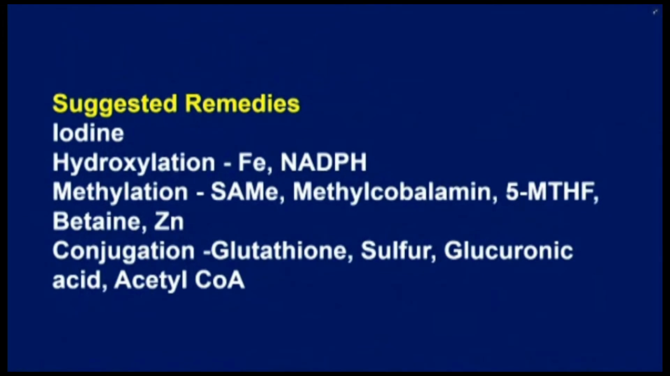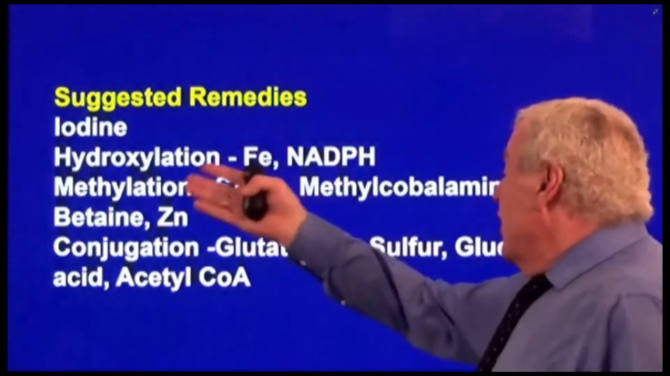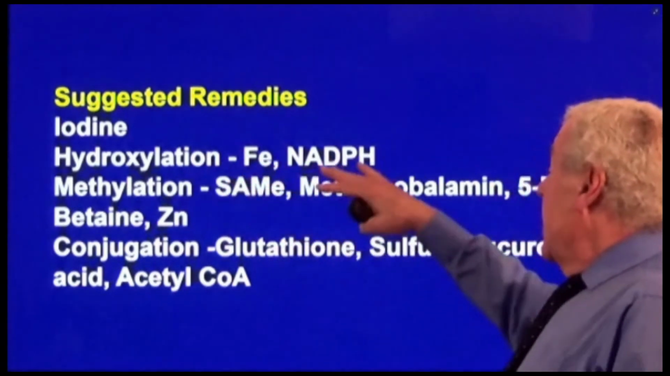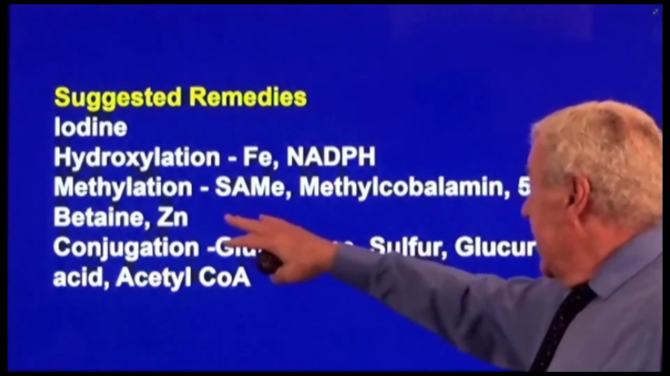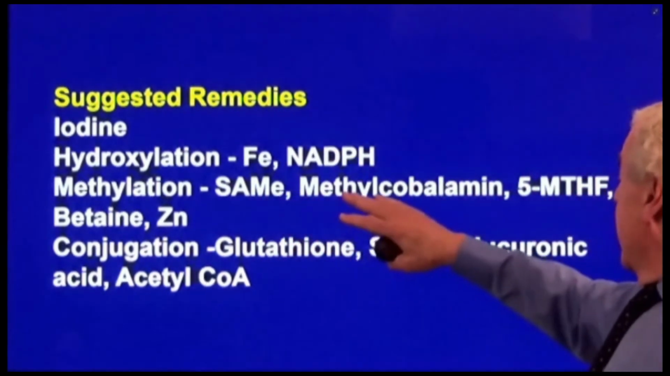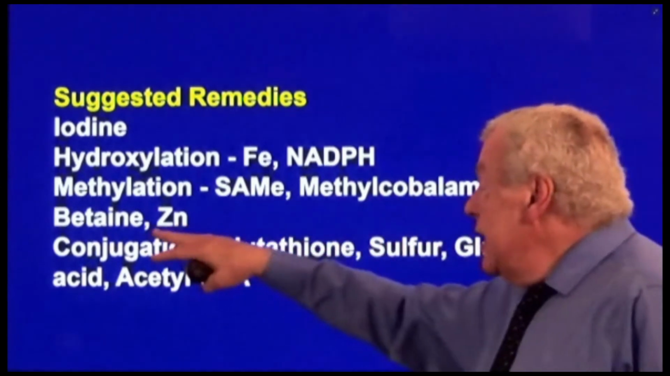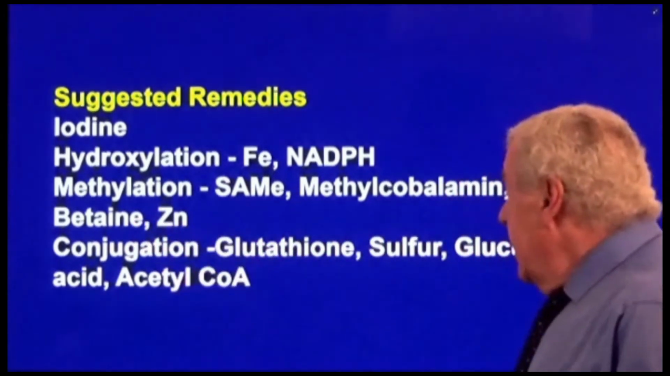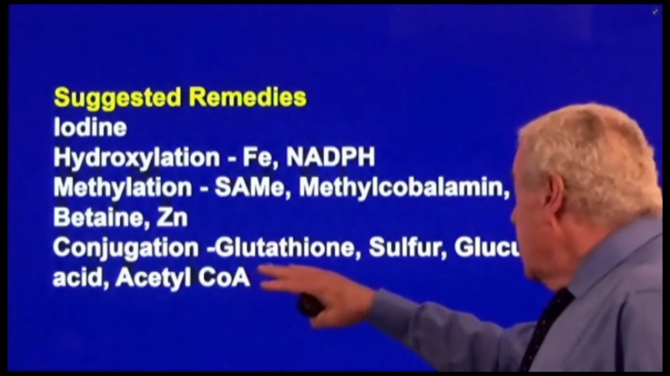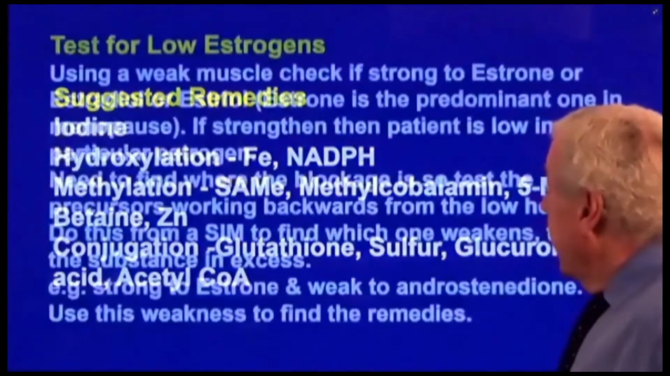Suggested remedies here, the main one interestingly is iodine. We may be short of hydroxylation cofactors, the iron and NADPH, and methylation cofactors, in other words SAM, and may require more methylcobalamin, 5-methyltetrahydrofolate, betaine and zinc, and conjugating nutrients like glutathione, sulfur, glucuronic acid, and acetyl-CoA.